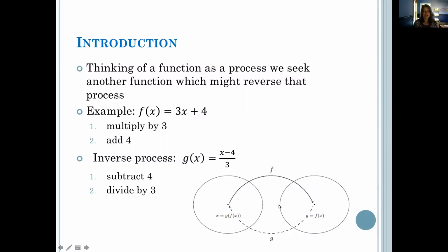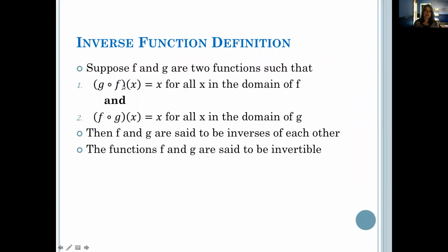If we compose together two functions, g and f, and we get x, and then if we compose them together in the other direction, so f of g, and we get back x, that means these two functions are inverses of one another, and the functions are said to be invertible. Now, not every function will have an inverse that is a function, and we'll look at some examples of that.